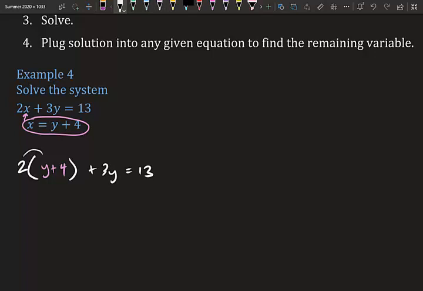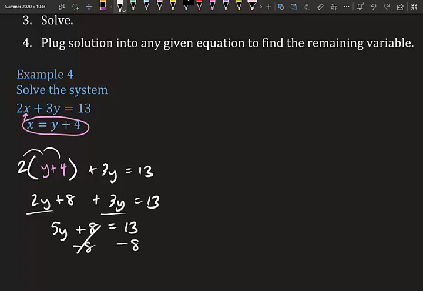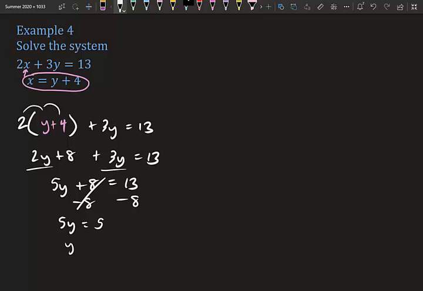Step 3. Distribute. We have 2y plus 8 plus 3y equals 13. Combine like terms. So 5y plus 8 equals 13. Subtract 8 to both sides. So we have 5y equals 5. So y equals 1. Do you notice when we plugged in y plus 4, we only had one variable now? We only have y. There's no x and y, it's just y, because that's the goal. That's what we're trying to do.